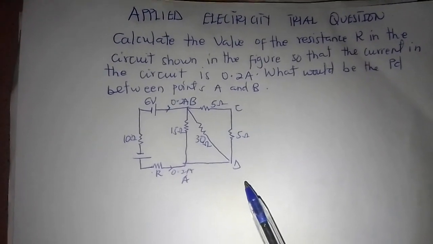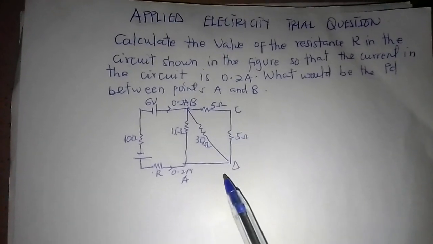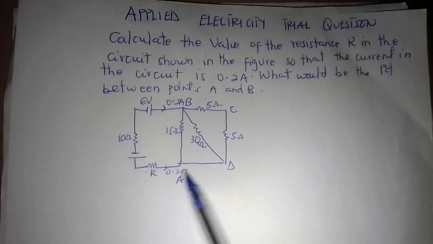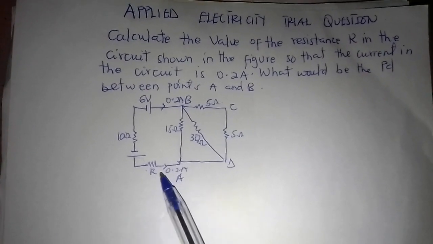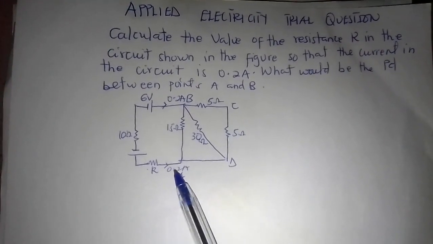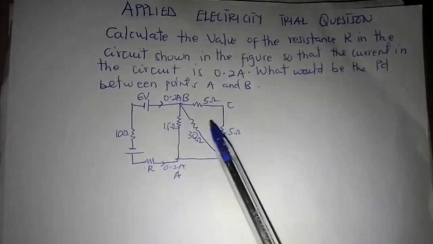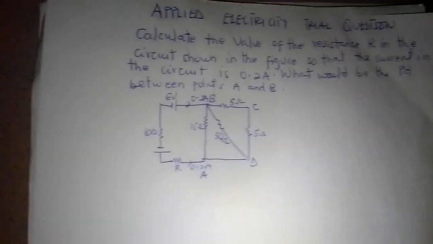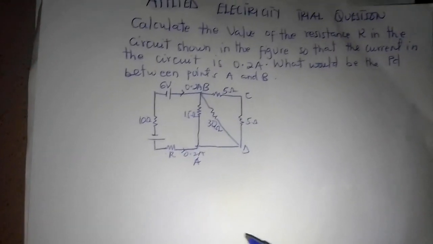We have this circuit here, and it says we should calculate the value of this resistance R, which is unknown in the figure, so that the total current in the circuit is going to be 0.2 amperes. And it says what will be the potential difference between A and B, these 2 points. So let's see how we're going to solve this.